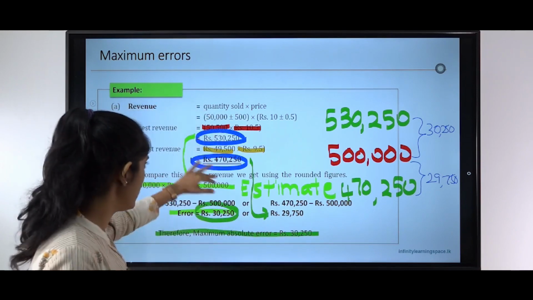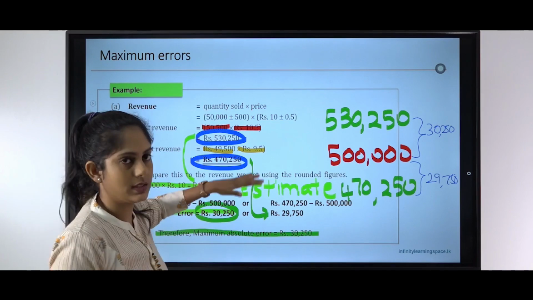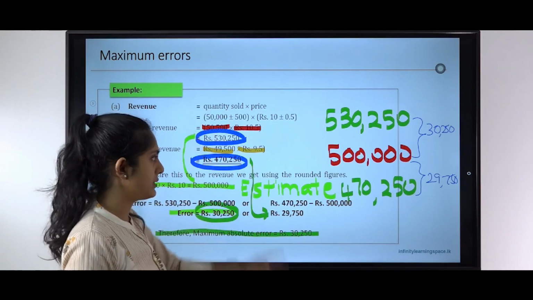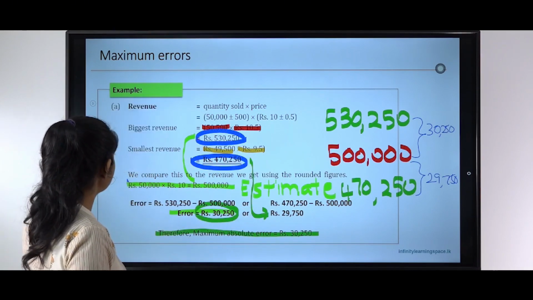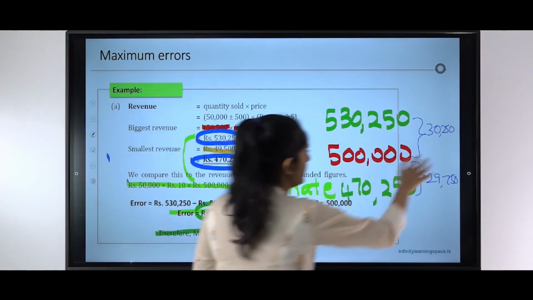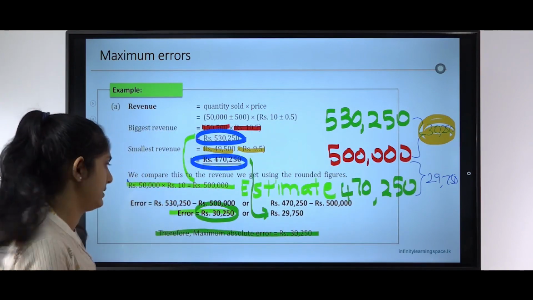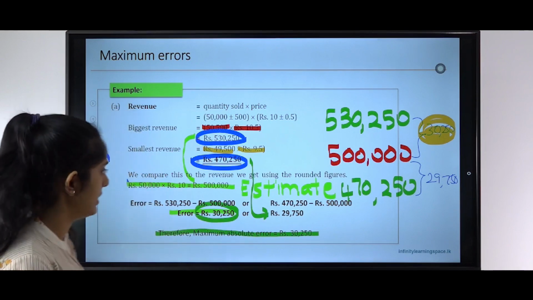Either the price was lower or the price was higher. Either quantity was high or low. One of those. So choose one of those and say that the highest error is 30,250, the higher one, right? So that's how you do these errors.